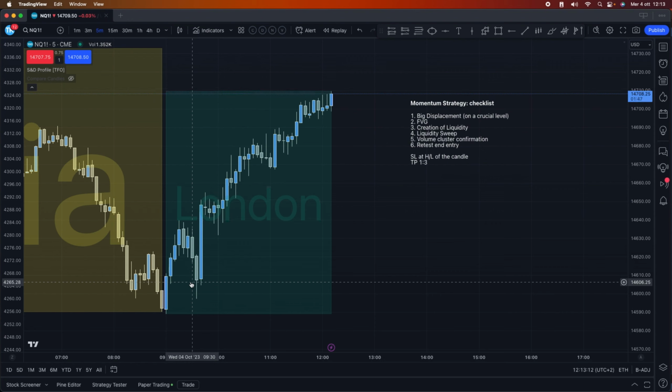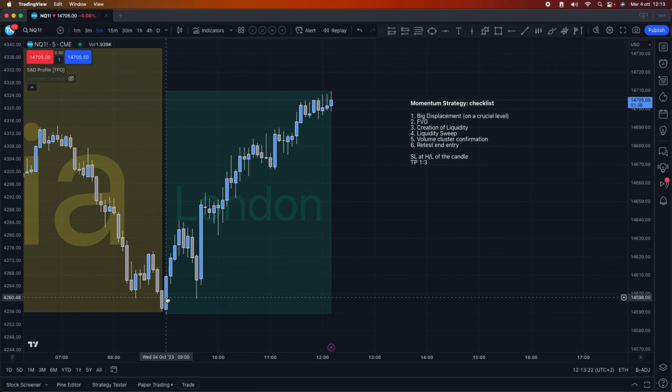But in both cases it means that sellers or buyers are taking control of the market. So this is the momentum in which you see a huge displacement, a huge participation. Buyers or sellers are taking control. This is the real momentum, and you can see it from a volume perspective.